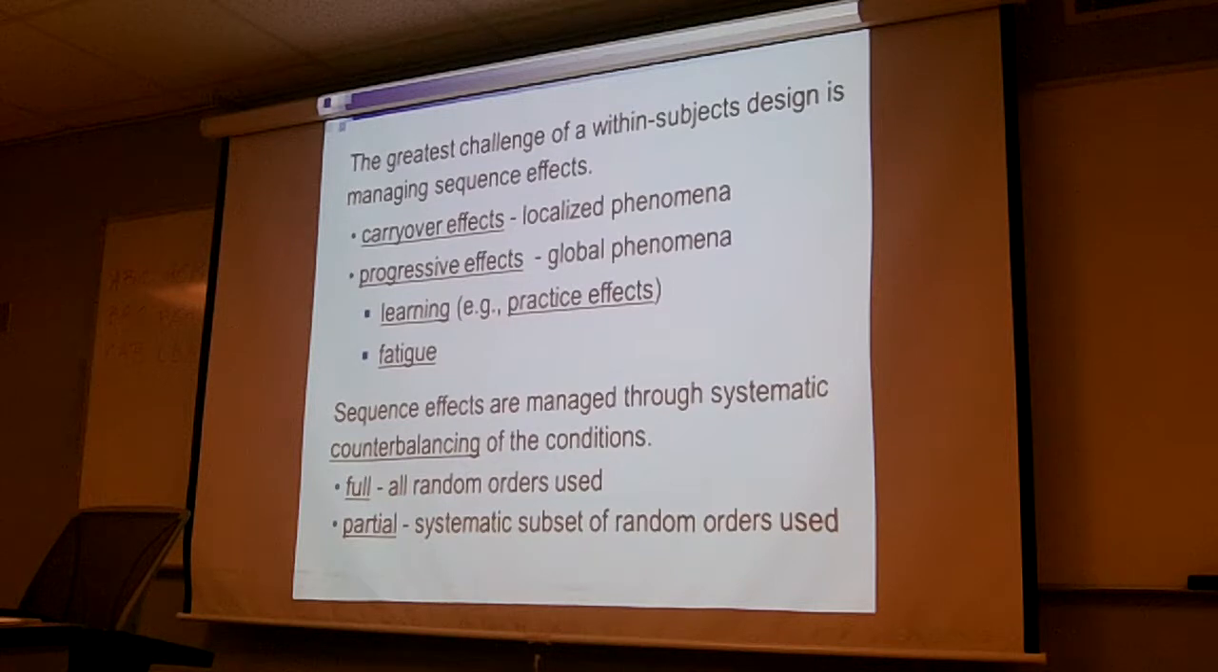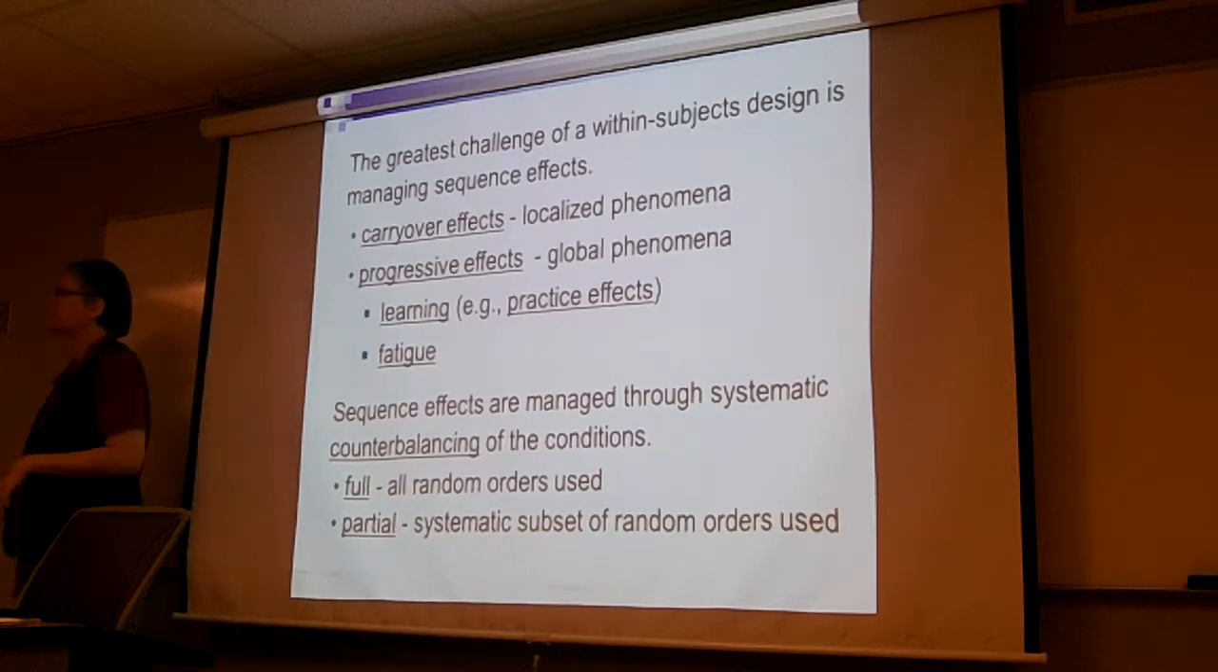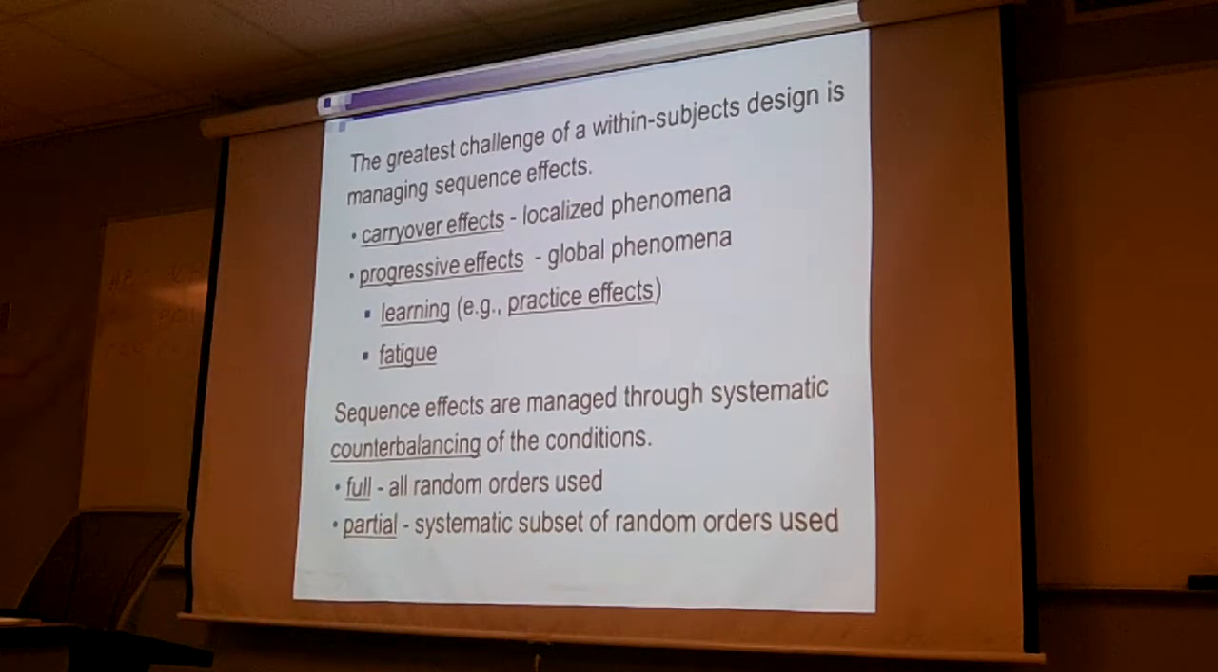We use every possible random order there is. Or we can do a partial counterbalance, which means we pick some subset of the random orders that we could use. And it's not just an arbitrary subset, it's a systematic choice that we'll make to try and maximize the effectiveness of counterbalancing while presenting subjects with as few stimuli as possible, because we're trying to avoid fatigue.